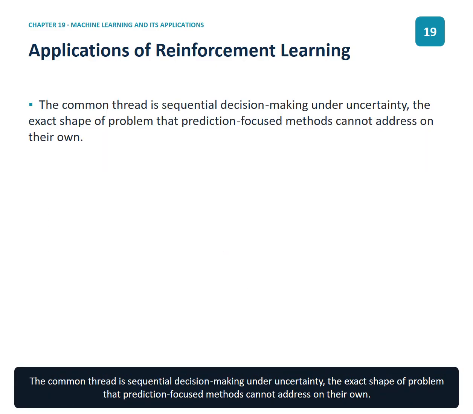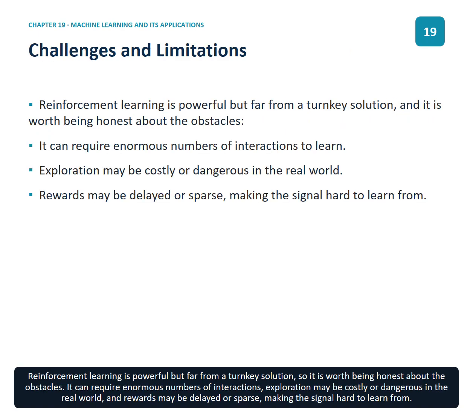The common thread is sequential decision-making under uncertainty, the exact shape of problem that prediction-focused methods cannot address on their own. Reinforcement learning is powerful, but far from a turnkey solution, so it is worth being honest about the obstacles. It can require enormous numbers of interactions, exploration may be costly or dangerous in the real world, and rewards may be delayed or sparse, making the signal hard to learn from.